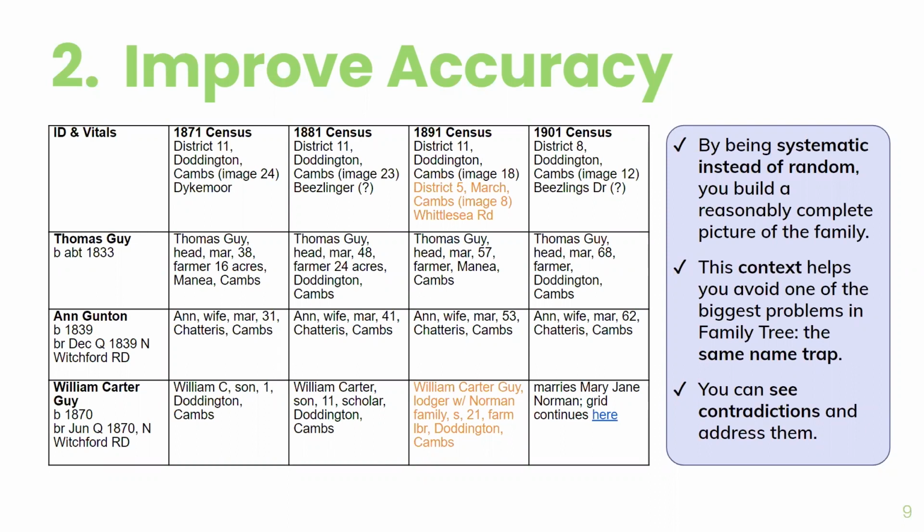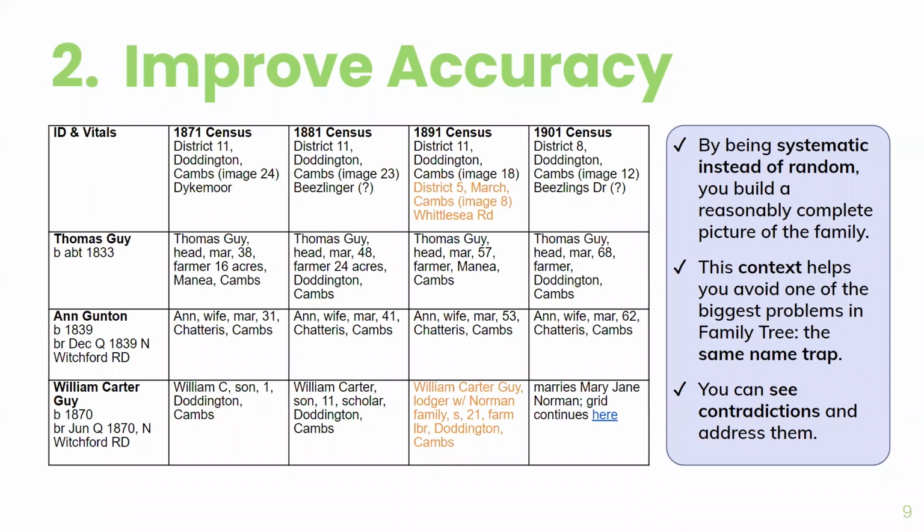So to take a systematic approach using the timeline grid helps you build a much more complete picture. And anytime you have a more complete picture, it's going to be more accurate. Another thing I love about the timeline grid is that it provides context and it helps you avoid one of the single biggest problems in family tree, which is what we can call the same name trap.